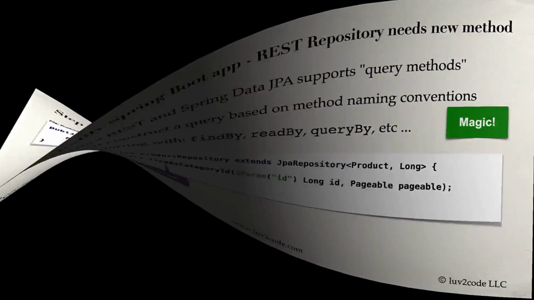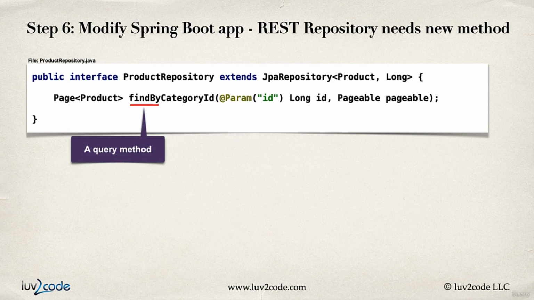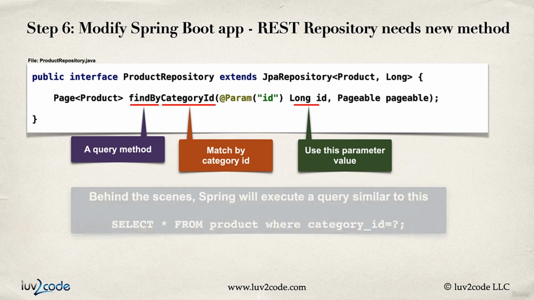All right, so let's break this down a bit. Here's our query method. Find by says, hey, that's a query method. And then we have by category ID, so it's going to match by category ID. Then we pass in this request param ID. So we tell it, hey, use this parameter value to match on.